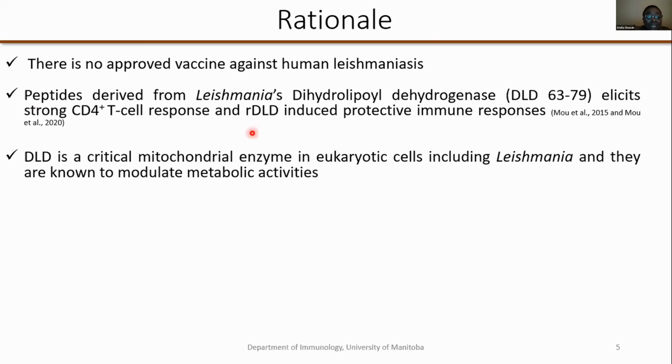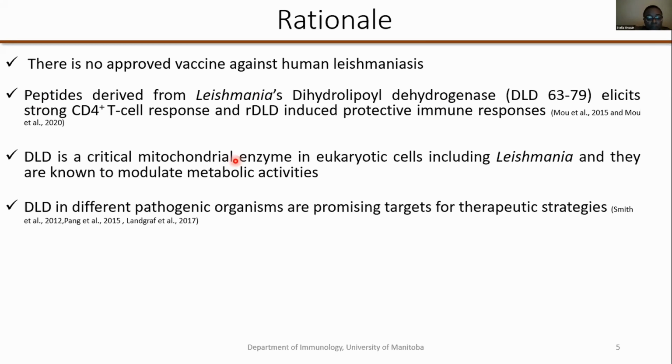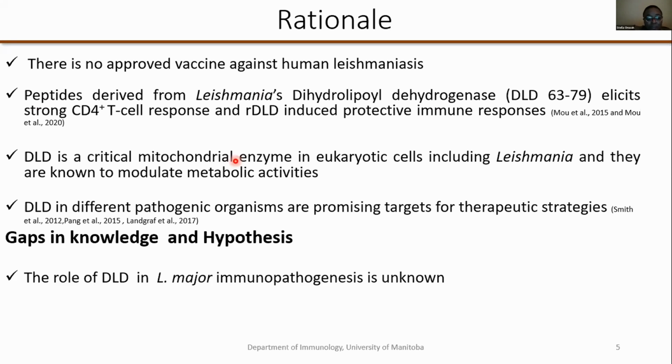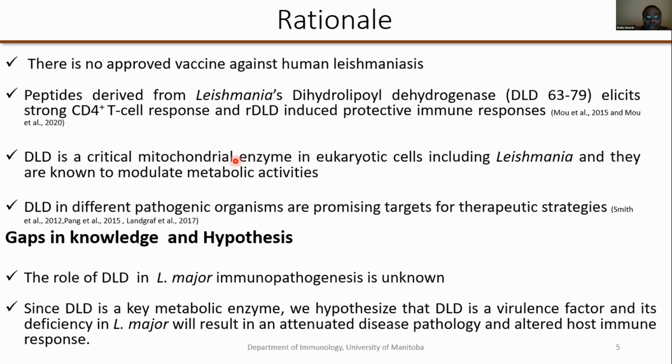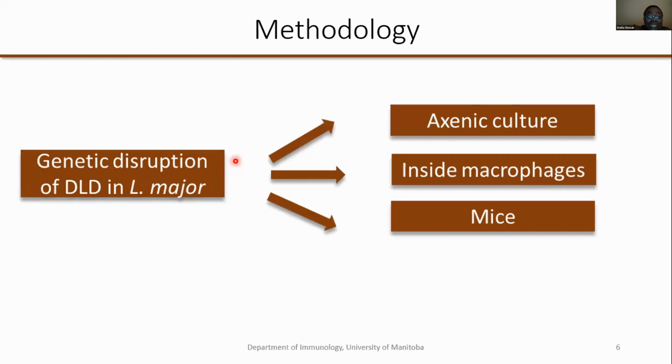Now we have come to understand that DLD is a critical mitochondrial enzyme in eukaryotic cells, including Leishmania, and it is known to modulate metabolic activities. DLD in different pathogenic organisms are promising targets for therapeutic strategies. The gap in knowledge that my study hopes to fill is the role of DLD in L. major immunopathogenesis. And so I hypothesized that DLD is a virulence factor and its deficiency in Leishmania major will result in an attenuated disease pathology and altered host immune response. In order to achieve these objectives, I deleted DLD in Leishmania major and functionally validated this deletion in axenic culture, in macrophages, and in mice.